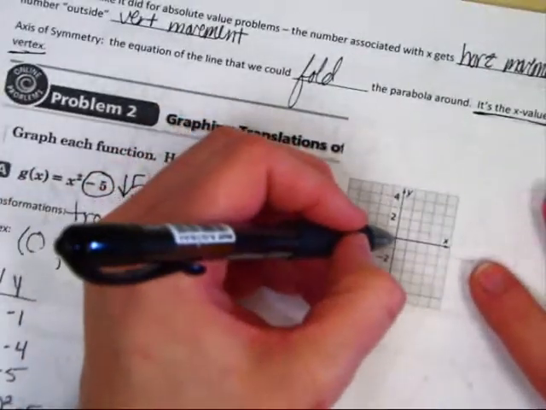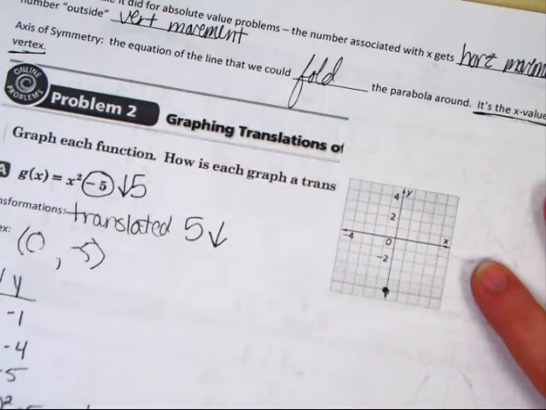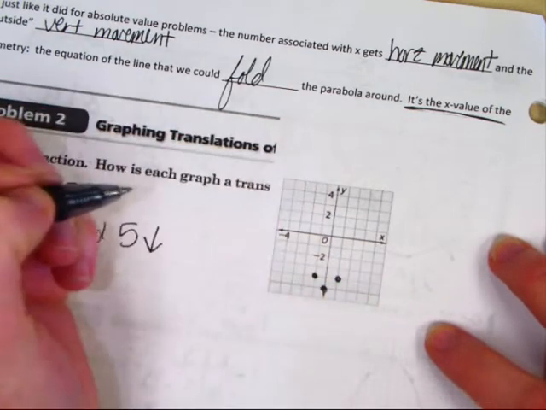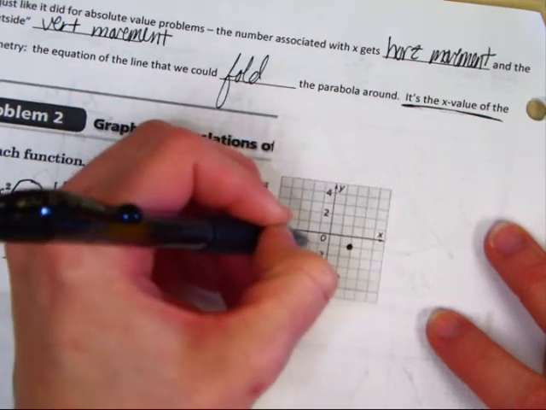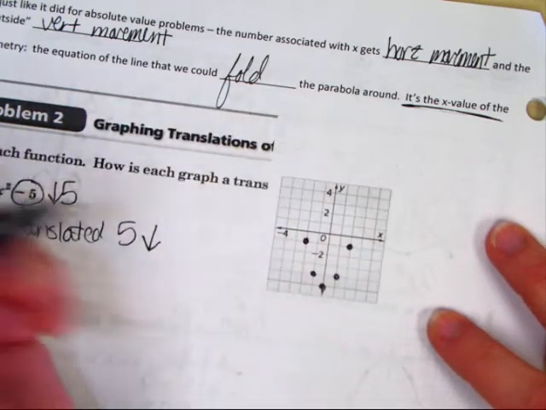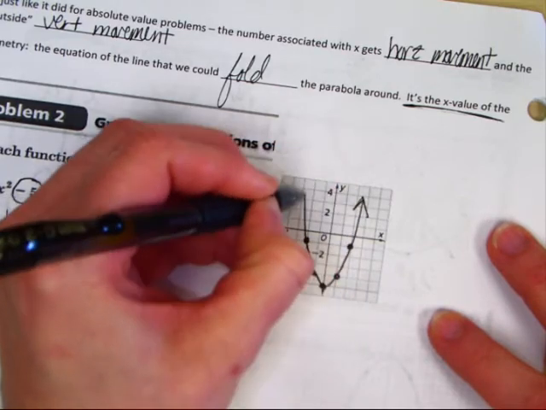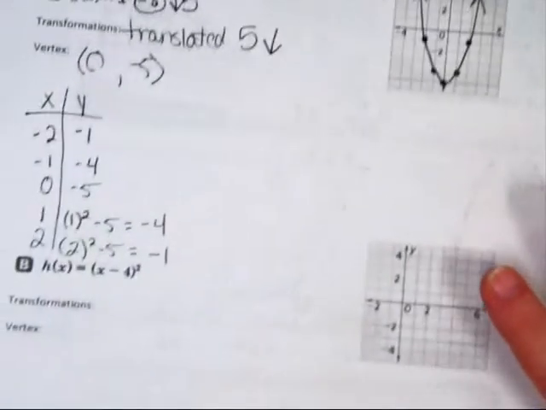Plot your new points. So 0, negative 5 is going to be over 0, down 1, 2, 3, 4, 5. Okay, let's do the 1, negative 4, over 1, down 4, the other way as well, and then over 2, down 1. We have a perfect parabola that has simply been moved down 5 units. Let's take a look at part B.